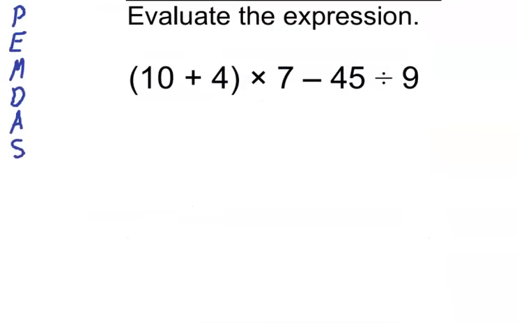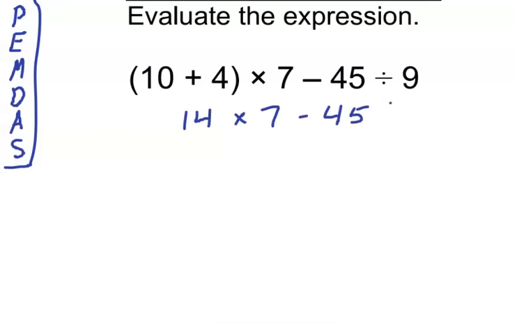All right, let's evaluate the expression. We're going to use PEMDAS. Okay, so first thing is parentheses. 10 plus 4 is 14. So we have 14 times 7 minus 45 divided by 9. All right, so done with parentheses. Any exponents? Nope. How about multiplication? Yeah, there's some multiplication and there's some division. So let's do the 14 times 7, and that equals 98.